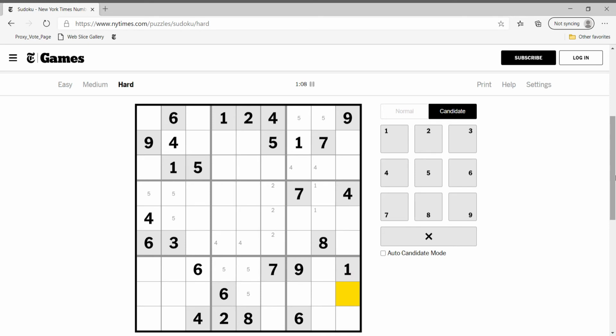7, vertical. 7 is also flat over here, right? So 7s are restricted like this over here. I will enter 7s in these 3 cells. 8. Up here, 8 is in 3 cells. Over here, 8 is flat and flat.